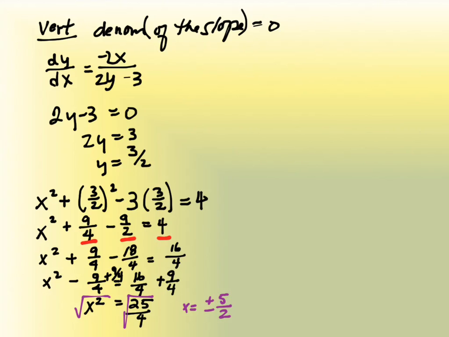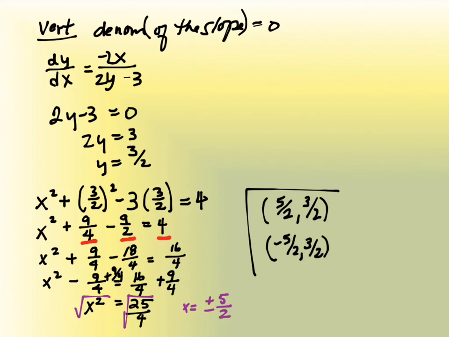Which means in writing the ordered pairs, how many ordered pairs am I going to have? 2. One of them will be 5 halves, 3 halves, and then the other one will be negative 5 halves, 3 halves. So these are the places where I have vertical tangent lines. There's quite a few steps, but the algebra is actually pretty clean on this particular one.